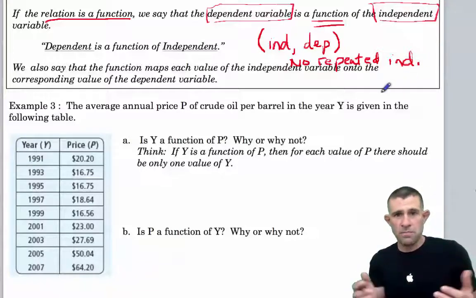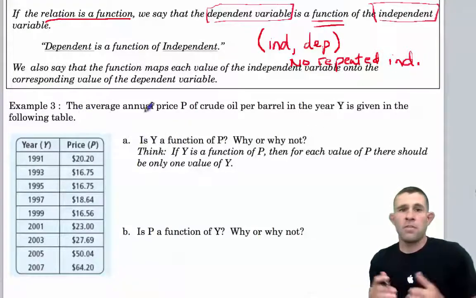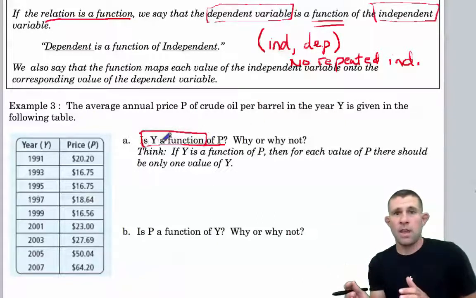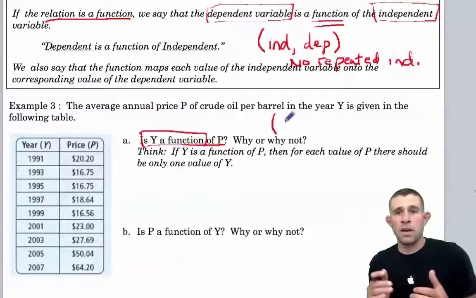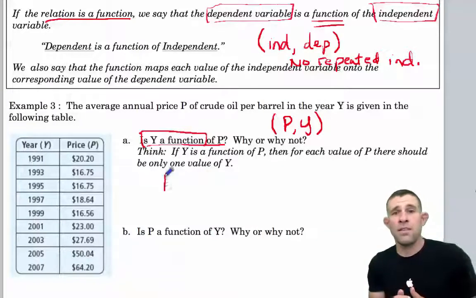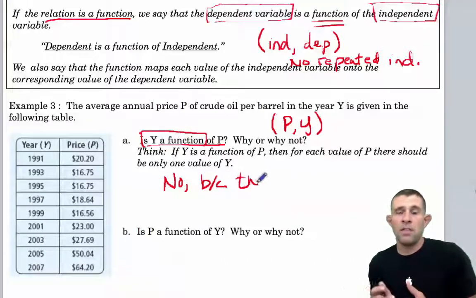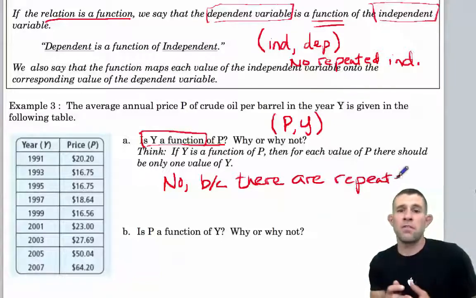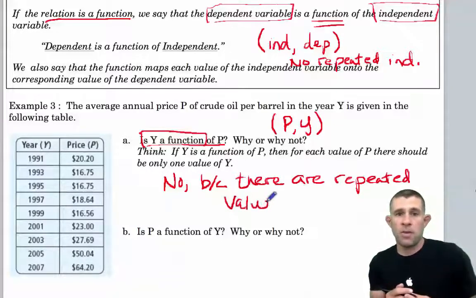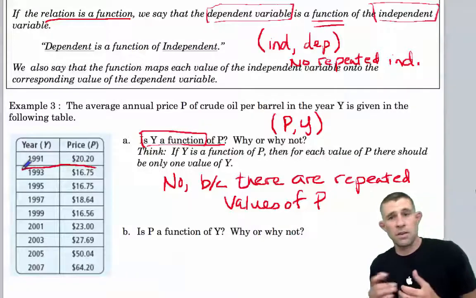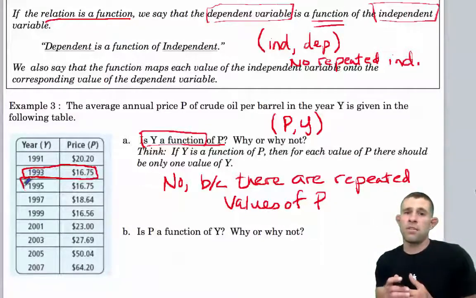We're given a data set, and we are asked to determine if we think that y is a function of p. In other words, if I was to write this out as an ordered pair, I would write it as p comma y. P is my independent variable, and y is my dependent. So if I scan my list over here, I see that there are repeated p values. And therefore I have to determine that no, this is not a function because there are repeated values of p. And if I go back over there, I can circle 1993 and 1675, and I see also in 1995 there was a value of 1675.